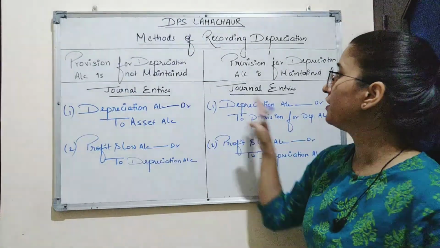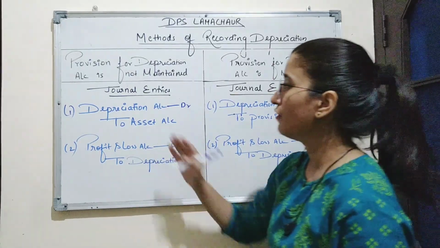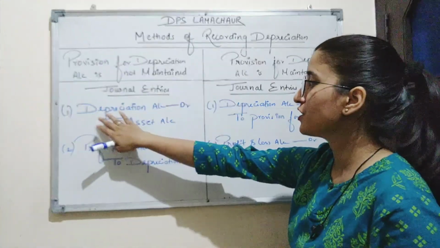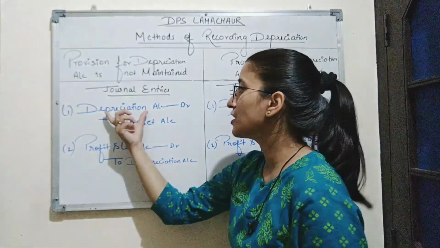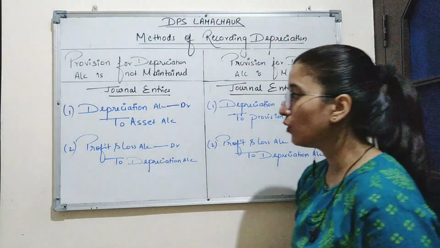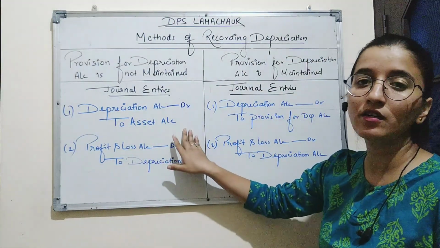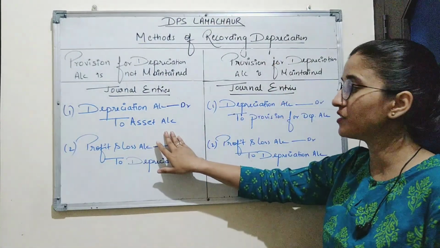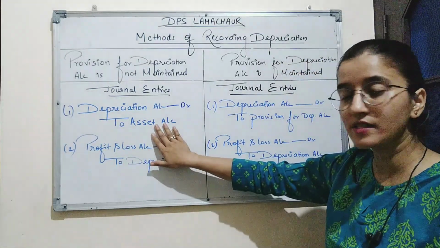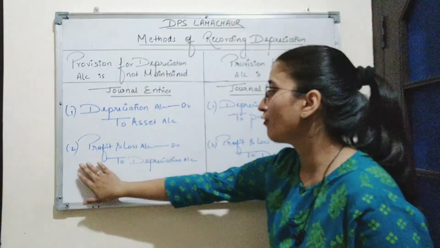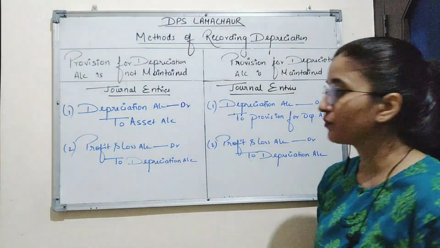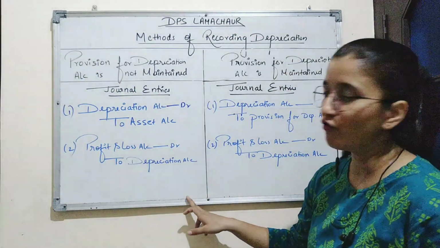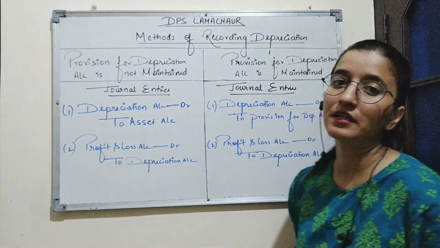Now, here are the journal entries for both methods. First is depreciation account debit to asset account. Depreciation account is debited because depreciation is treated as an expense, and we know expenses are always debited according to the rule of nominal account. And the asset account is credited because here the value of the asset is decreasing. Next is profit and loss account debit to depreciation account, and at the end of the year this depreciation amount will be written off against the profit in the P&L account.